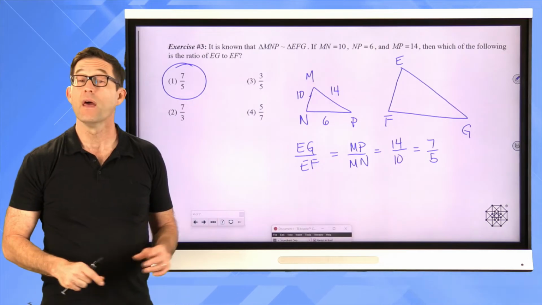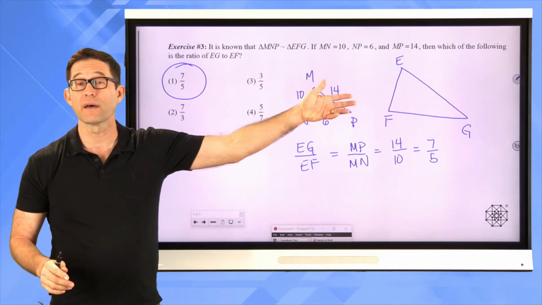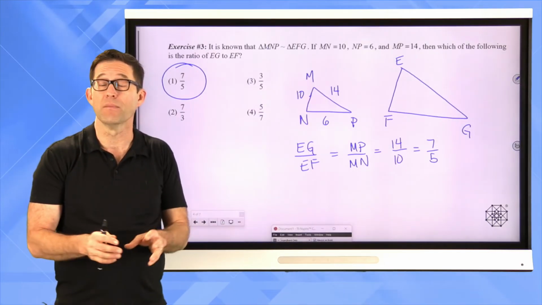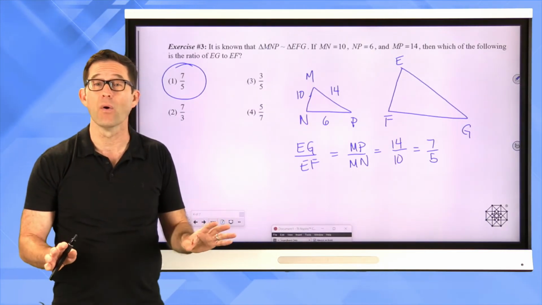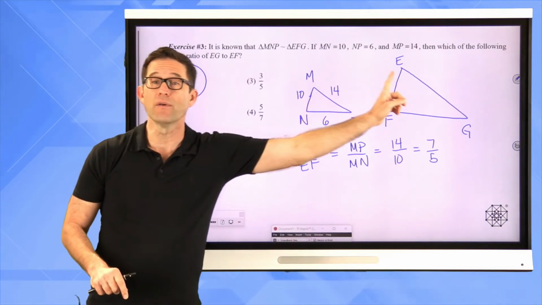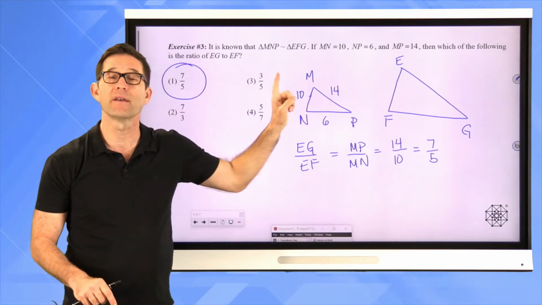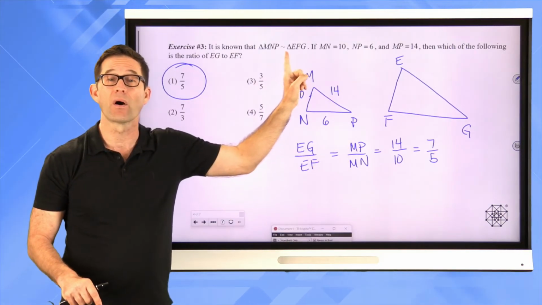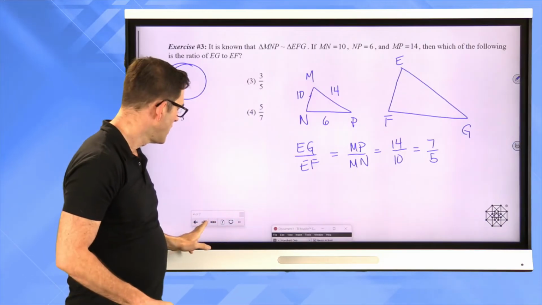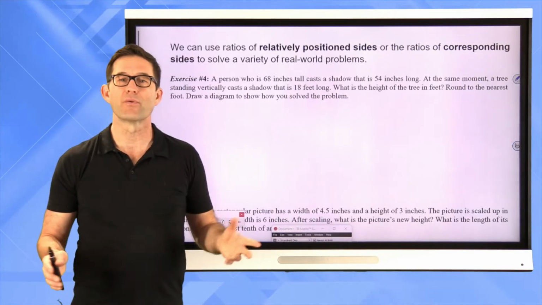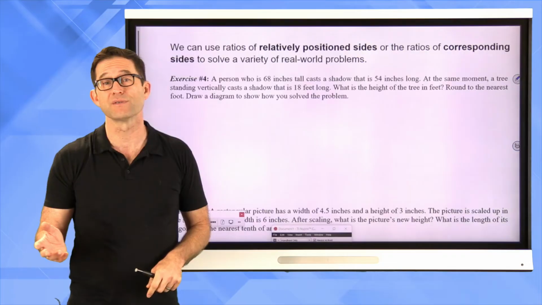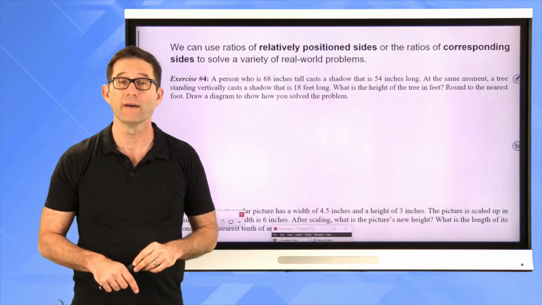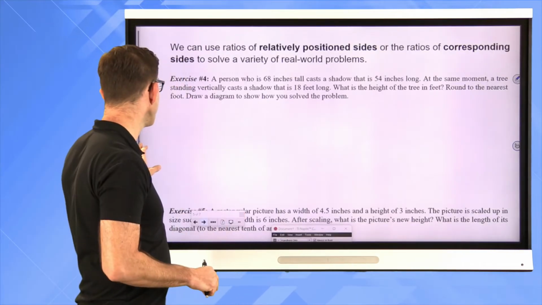Now again, I have no idea what the side lengths of EFG are. They could be larger than MNP, they could be much smaller than MNP, I don't know. But what I do know is the ratio of EG to EF has to be identical to the ratio of MP to MN because the two triangles are similar. Now, we can use ratios of relatively positioned sides, or the ratios of corresponding sides, to solve a variety of real-world problems, okay? So let's take a look at exercise number 4.